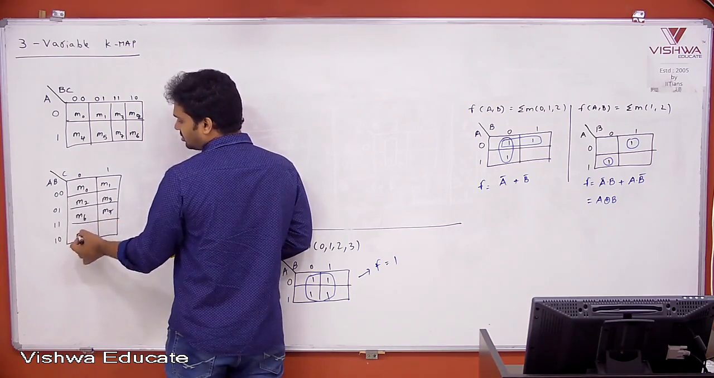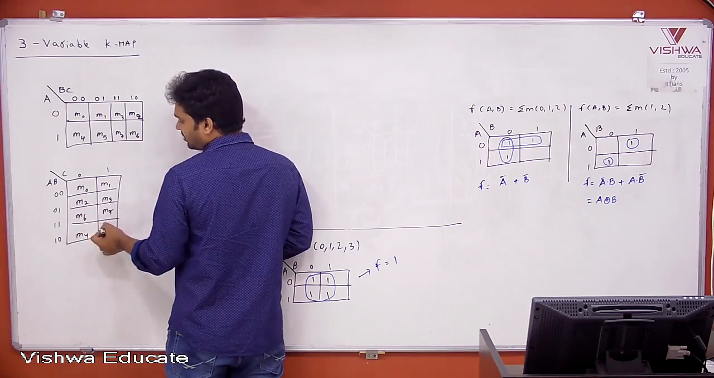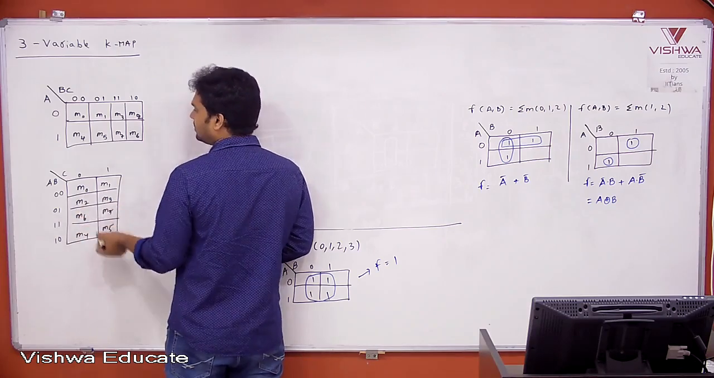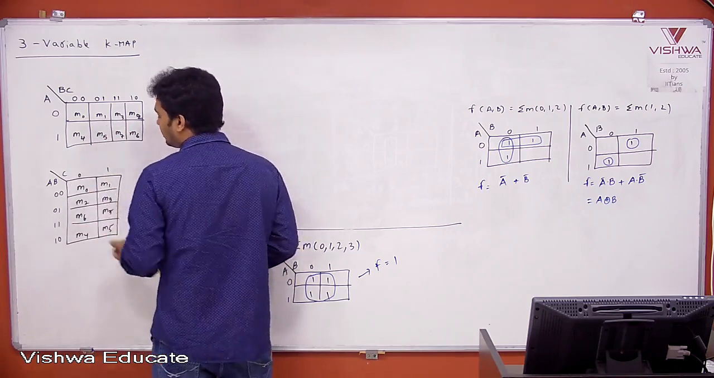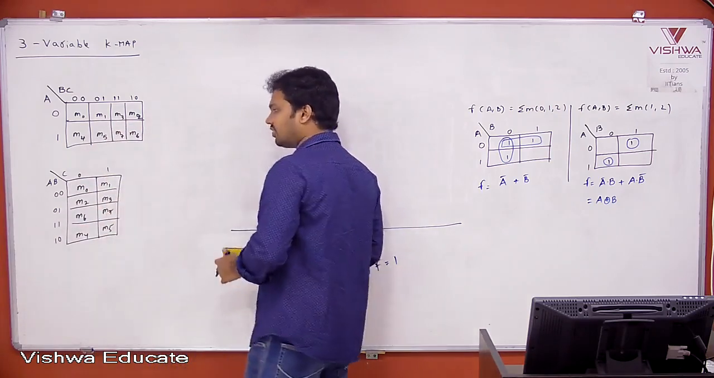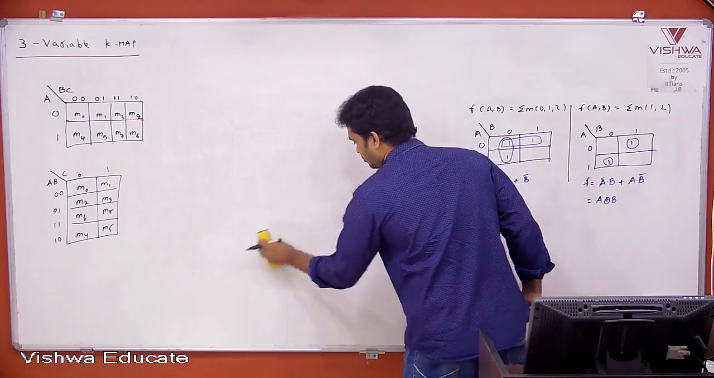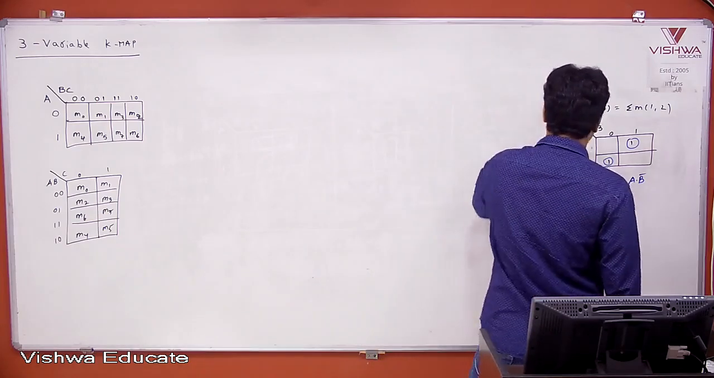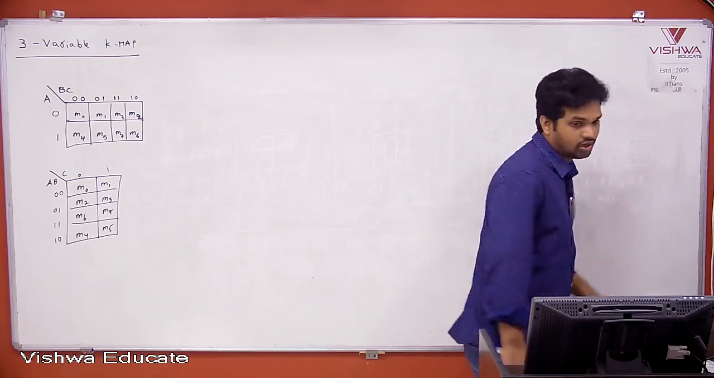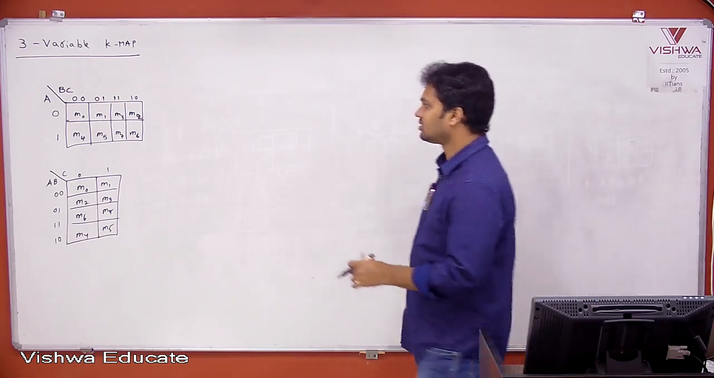1 0 0 is 4. Next, 1 0 1 is 5. Like that you can take it in this manner. This is convenient to do. Okay. You can take this format or this format according to your wish. So that is the structure of the three variable K-map. Okay. This is what we follow.